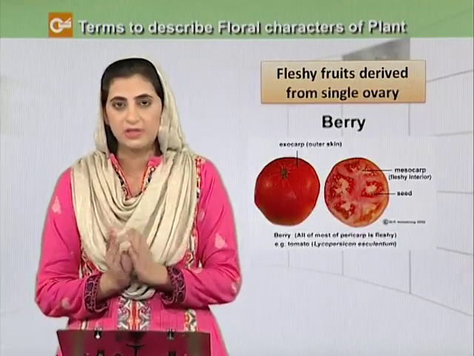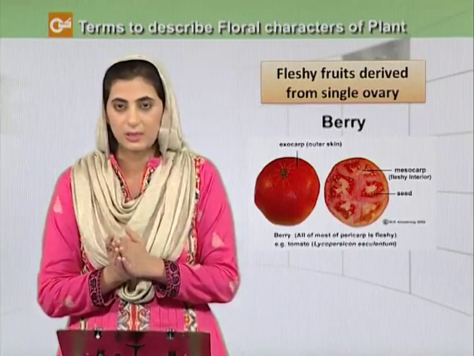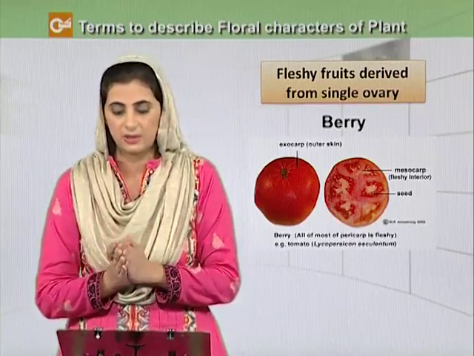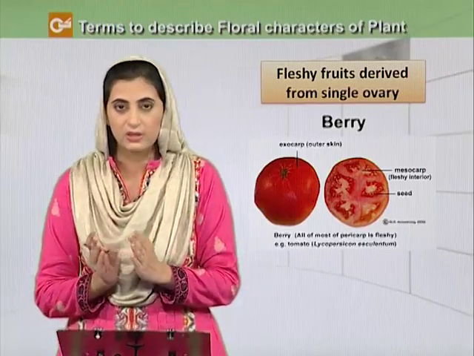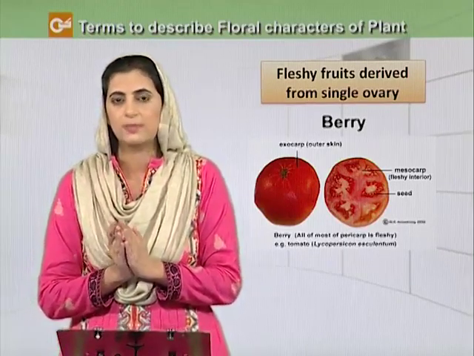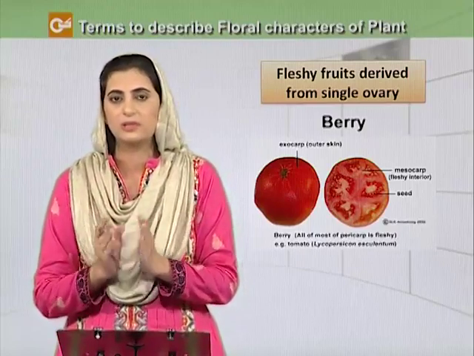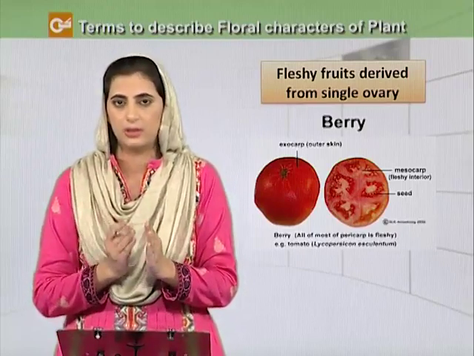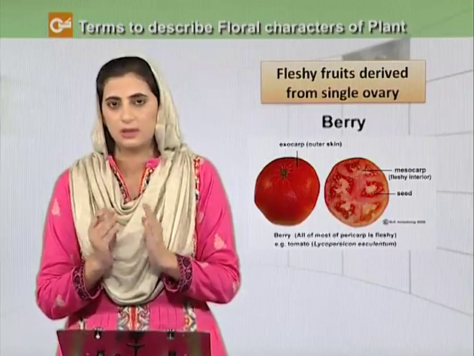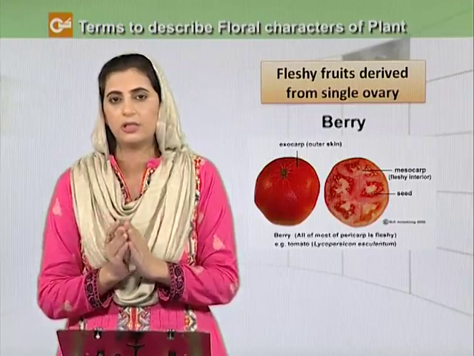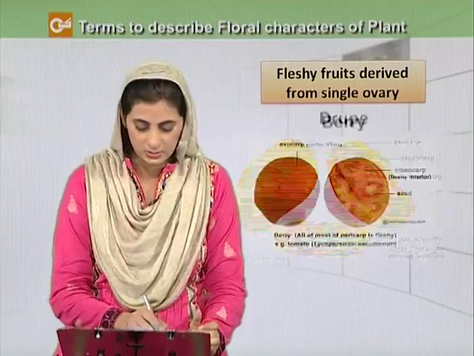Then we have fleshy fruits which are derived from a single ovary. The categories are, number one, berry. We can see here the figure of tomato. In the case of berry, we know that the exocarp is thin, and the inner portion, the mesocarp, is thick and fleshy, and seeds are embedded inside it. We can take the example of tomato.